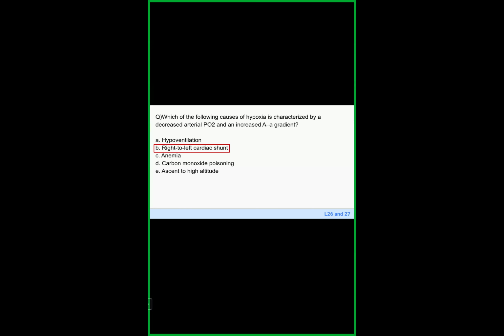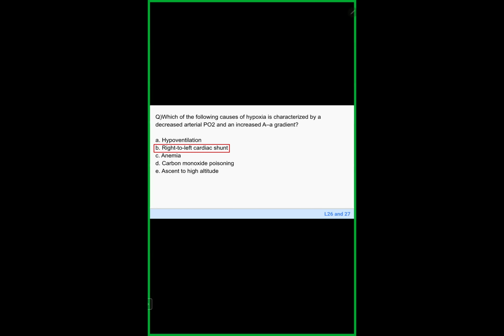Yes, in this case, you are correct. It is B, because of the deoxygenation of the blood in the arterial system. So the other reasons why, for example, hypoventilation is incorrect is because in the previous case, we figured out that with hypoventilation, we have a normal AA gradient. Same thing with right to left cardiac shunt, we found out that the AA gradient is increased. With anemia, the AA gradient is relatively normal because of the decrease in binding to hemoglobin and not because of the decrease in diffusion. Same thing with carbon monoxide poisoning.